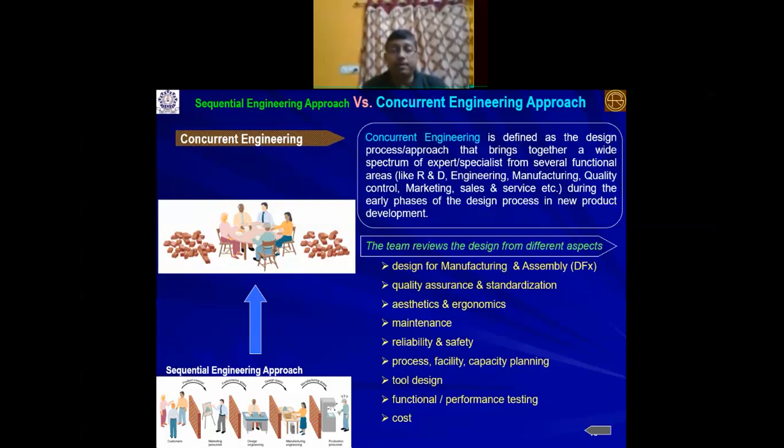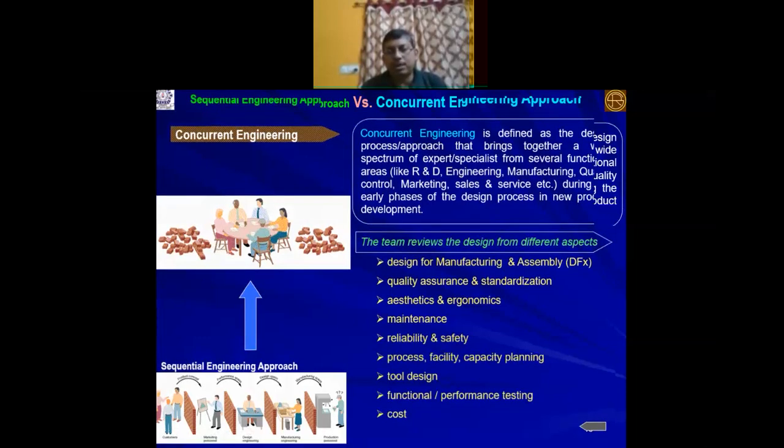So the team of different experts will sit together across the table in the very early phases of the design, and they will try to review and suggest what modifications are required. And obviously if you can do this in the early phases of design, the cost involvement to rectify it will be less. That I already showed in the case study.